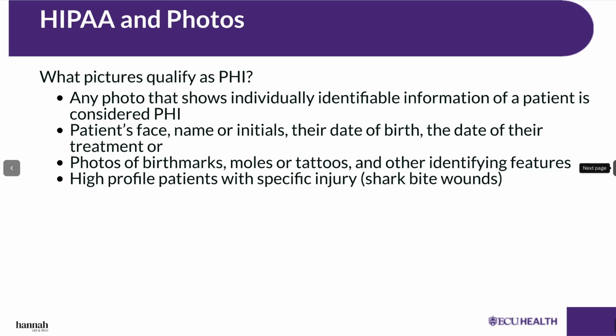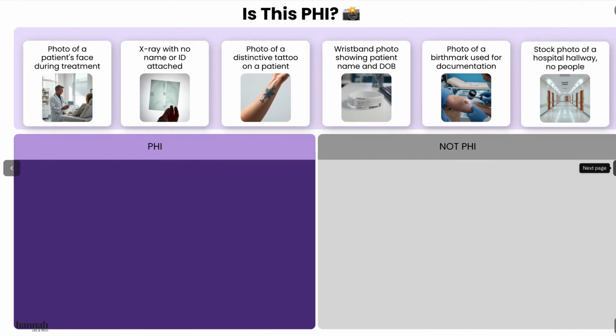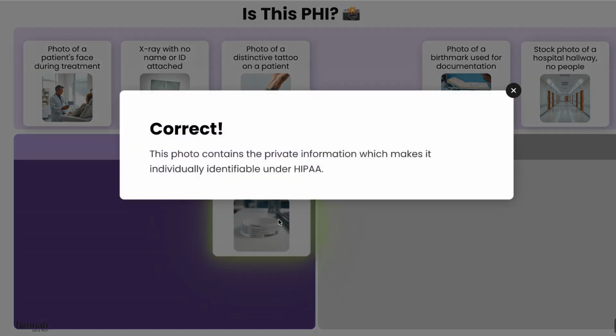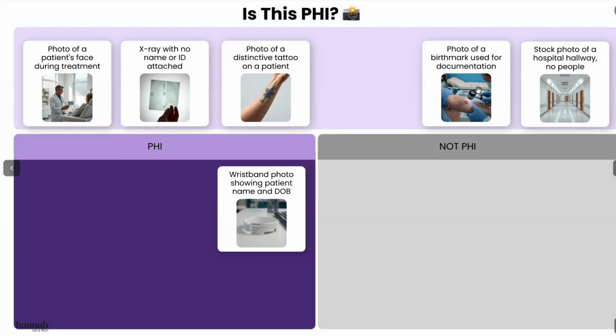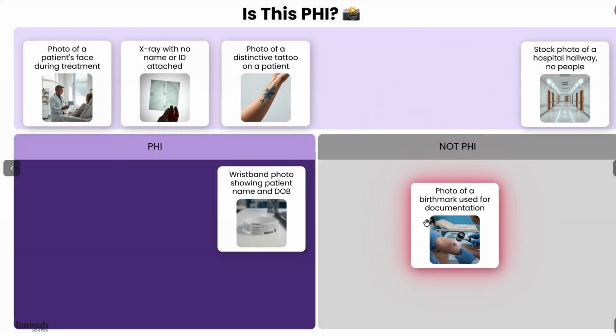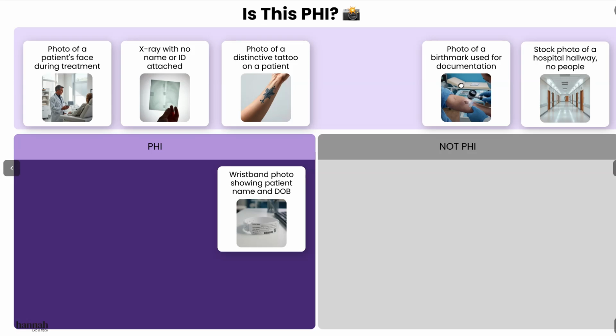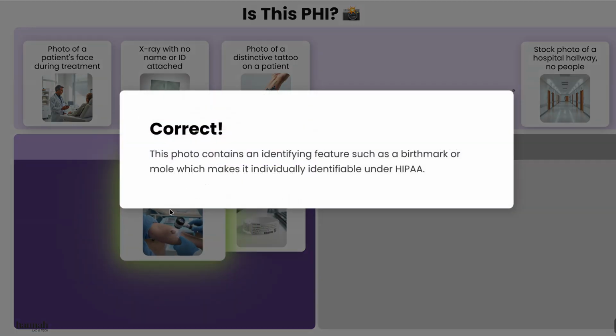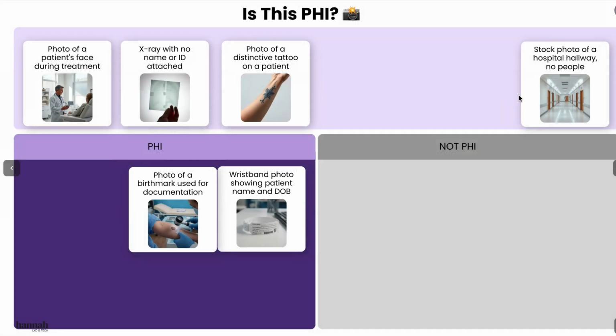Slide 2 was a bulleted list of what qualifies as HIPAA-protected photos. I rebuilt it as a drag and drop using actual photos. Learners look at an image and have to decide, does this qualify as protected health information or not, then drag it to the correct zone. The moment they drop it, they get immediate feedback explaining exactly why it belongs there. That's the piece that makes it stick. Not just right or wrong, but why.